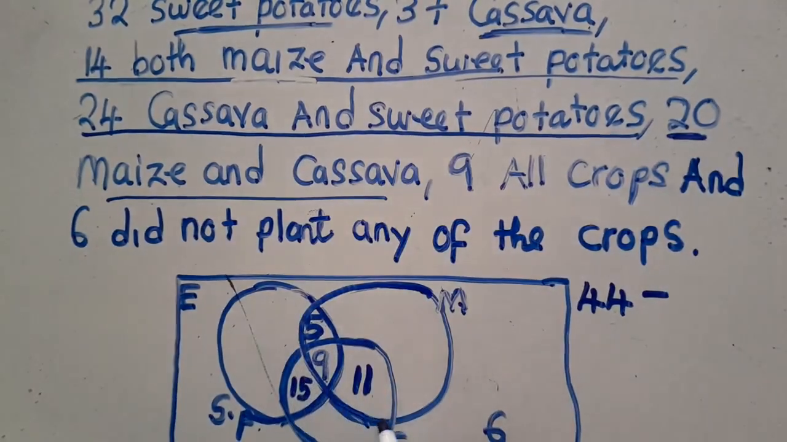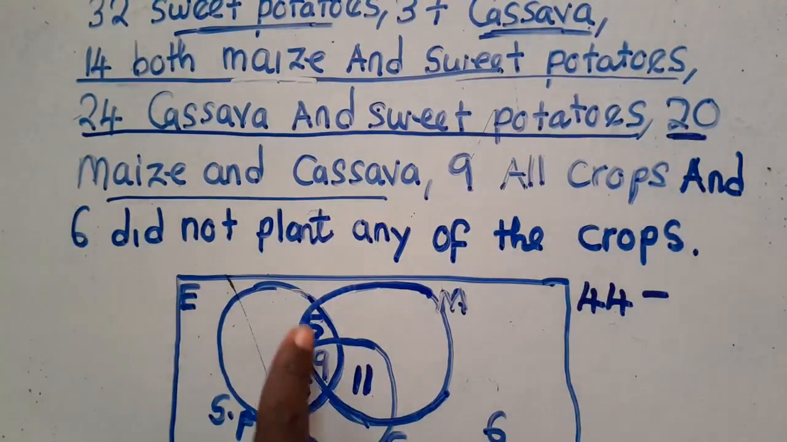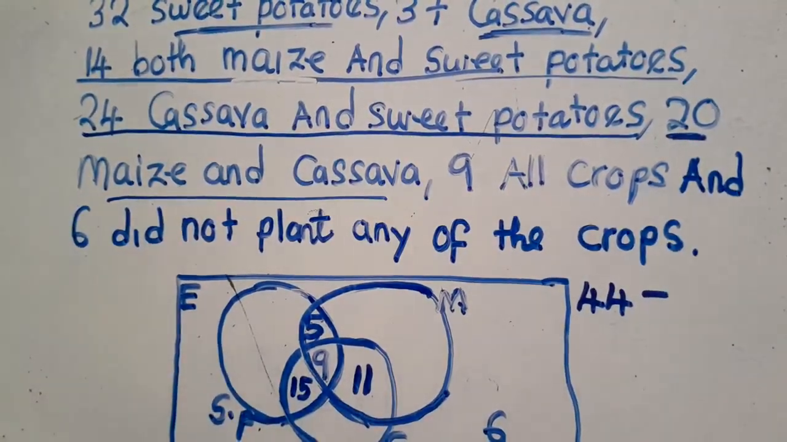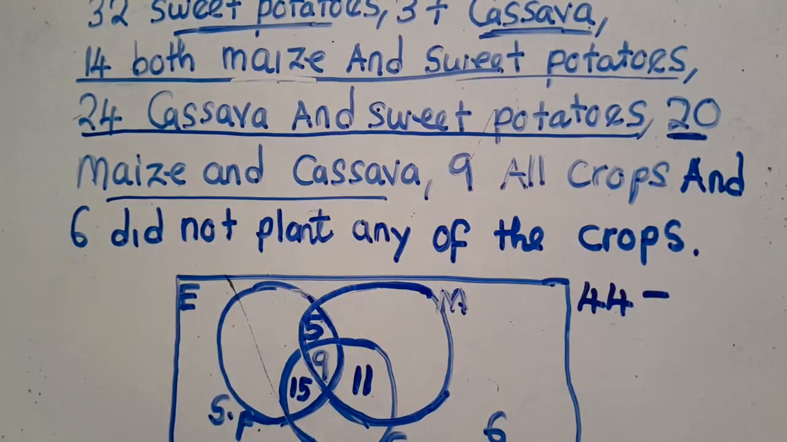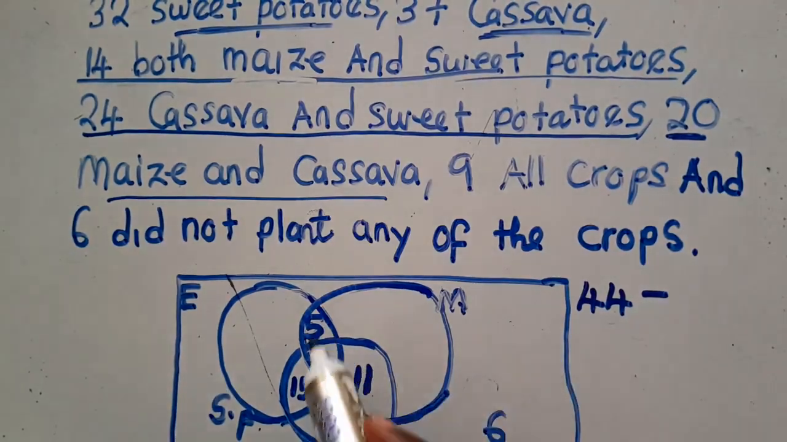Have you seen here? This is all maize. So I already have these numbers. So 44 minus, I add this. I say, what is 5 plus 9 plus 11? What answer am I getting? I'm getting 25. So 25 if I add this.